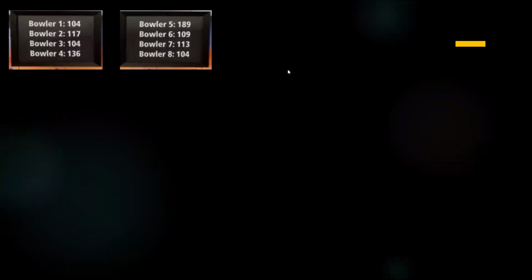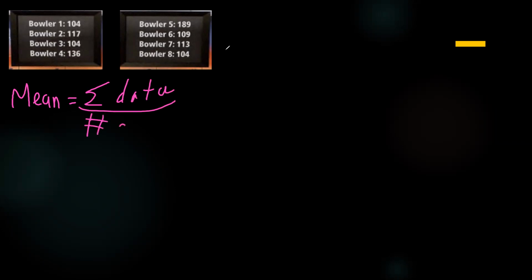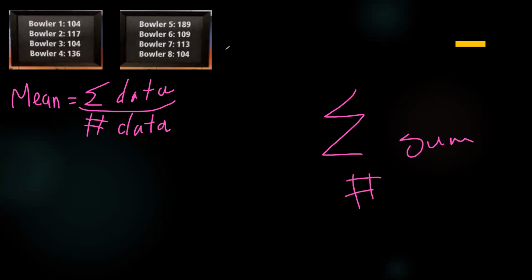As I told you yesterday, if I want to find the mean, it is a summation of the data over the number of the data. This sign is a Greek letter, which means summation. This one here, I wrote it as a number. It means the number of data. Then, summation of data, that's the mean.